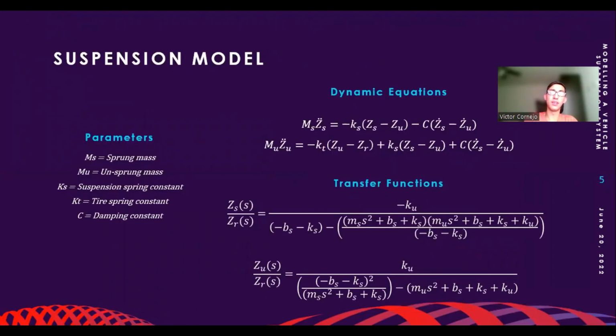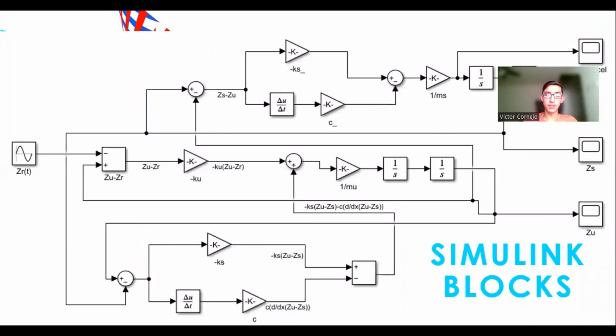Now it's modeling time. First, we identified our parameters and our variables for a passive system. Our constants were the vehicle's sprung and unsprung mass, the tires and suspension's spring constants, and the damping constant. Our variables were the movements of the sprung mass, the unsprung mass, and the road profile. Next, we proposed the dynamics equations, and finally, we simulated the equations with blocks in Simulink.